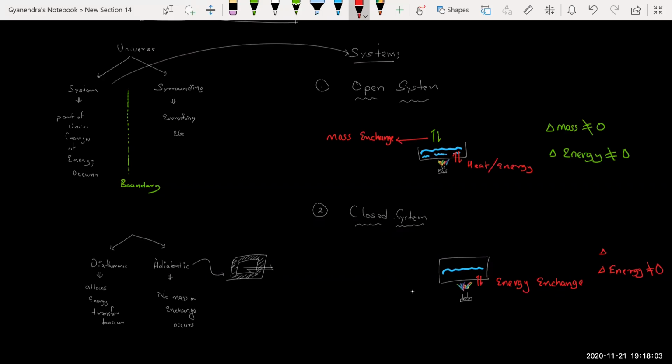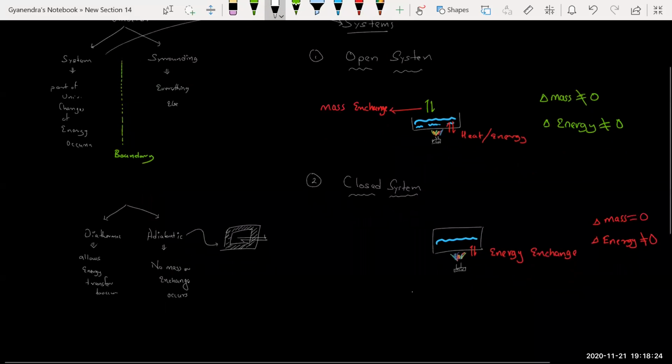How about mass exchange? Is it possible for this thing to get evaporated, Dinesh, or it won't be possible? Sir, it's not possible. Very good. So change in mass will definitely be zero. Clear? Clear, sir. Good. So that's the point about the second kind of system, the closed system.